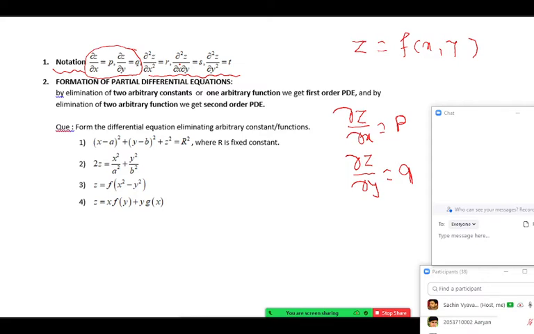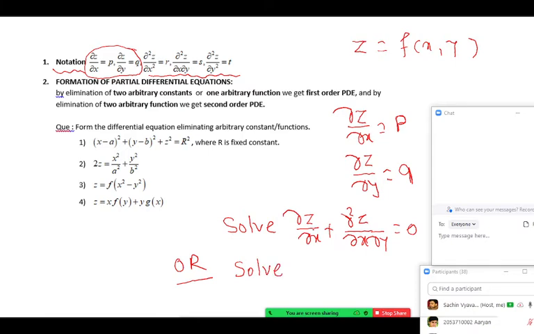Throughout this topic, the question can come in two forms. The question can come like this: solve the differential equation dou z by dou x plus dou 2z by dou x dou y is equal to 0. Suppose this is the question that we have. Solve this differential equation. Or the same question can be asked in this form.